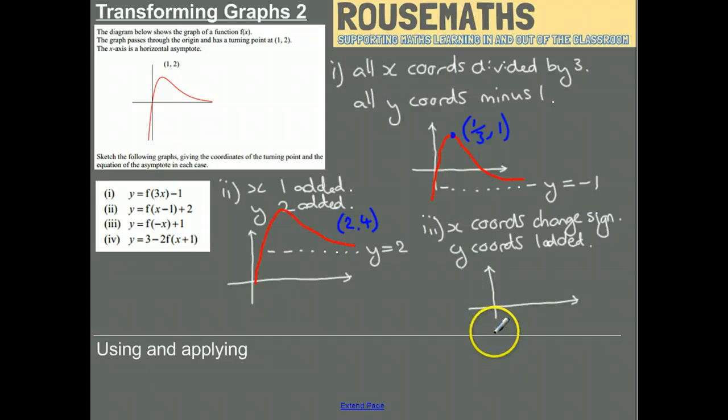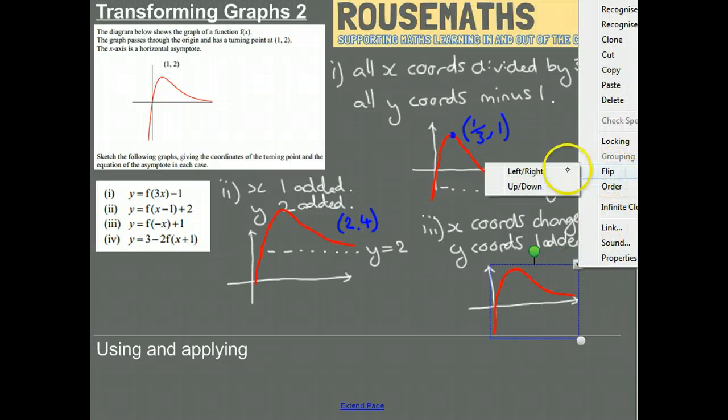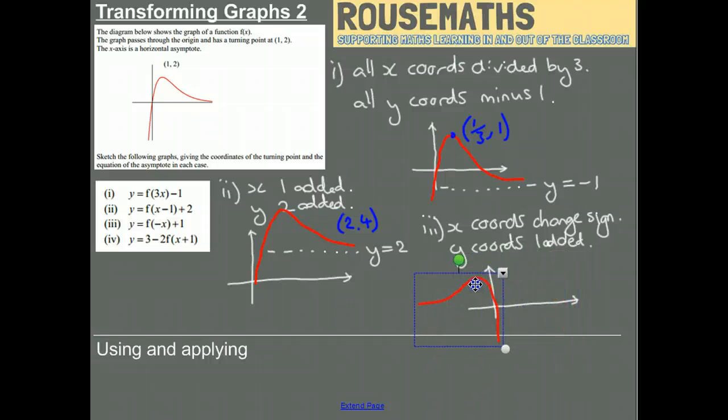is that while our original one would have been, so that's our original function, all the x coordinates have been flipped because of that -x inside the function. So I can flip left, right, and it will move it over to be the opposite way, and then it'll be moved 1 up. So we got asymptote at y equals 1, and the turning point now, well, the x coordinates have flipped, so we've got -1, and the y coordinates have moved up by 1, so we've got 3.